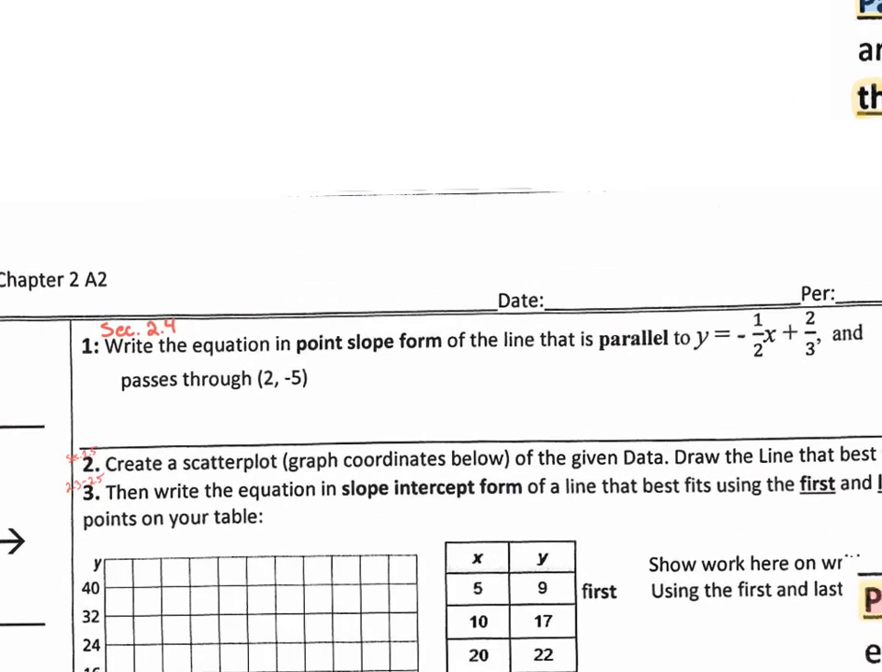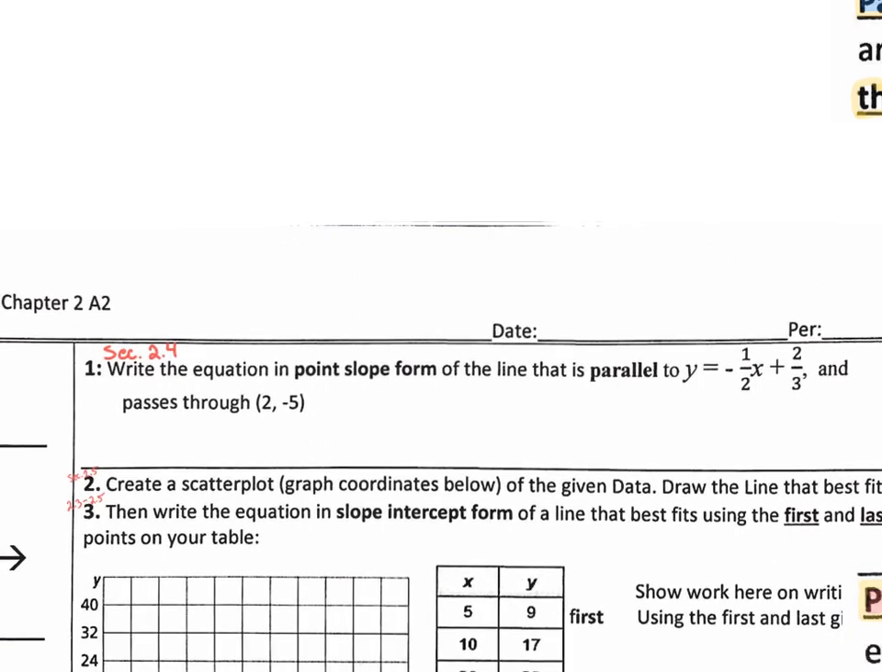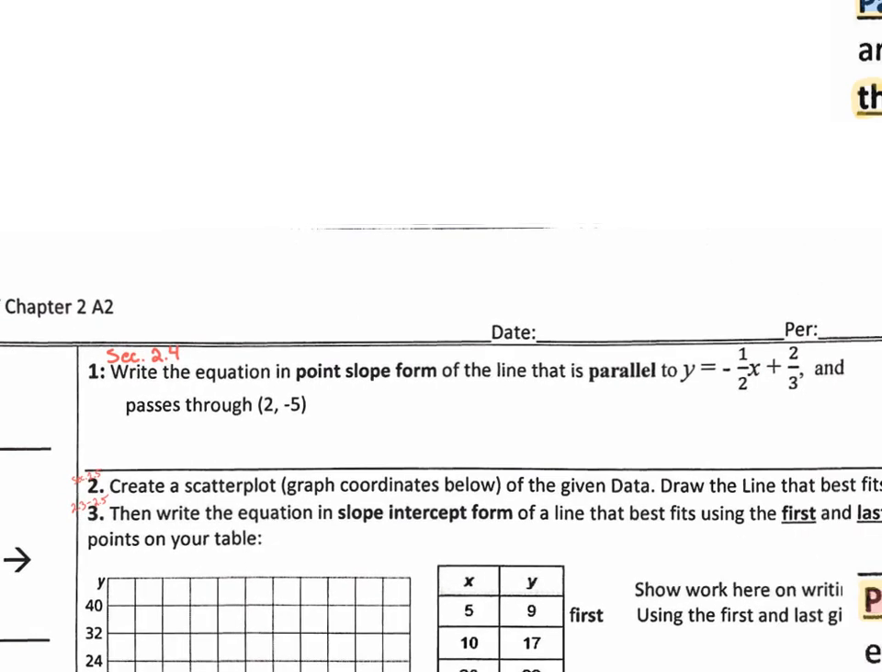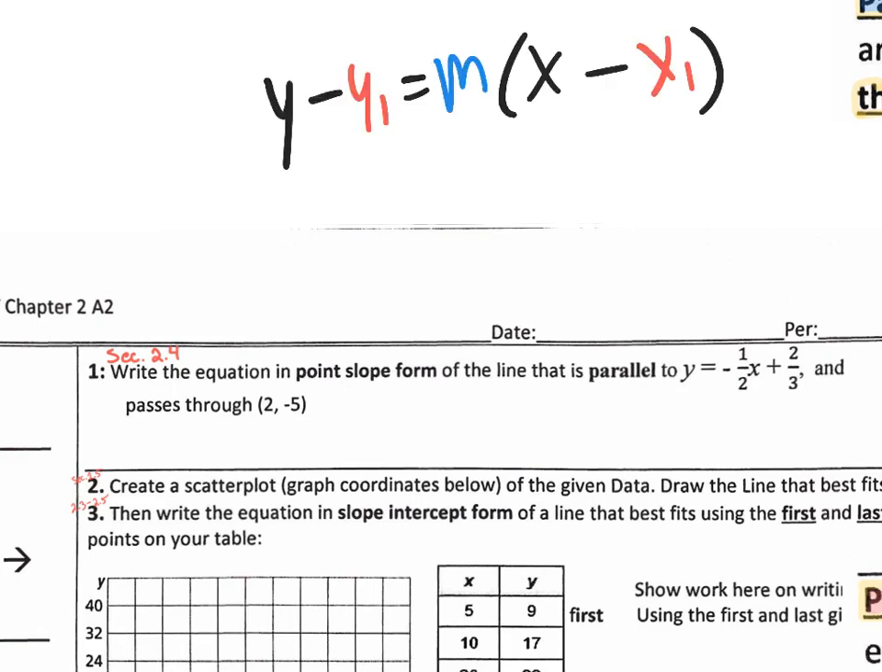Number one says, write the equation in point-slope form of this line that's parallel to this equation and passes through this point, okay? So point-slope form, we need to know what point-slope form is, and that is y minus y1 equals m parentheses x minus x1. Now, when we use this form, I recommend rewriting it with blank spots so you could safely plug in your y1, your m, and your x1 value.